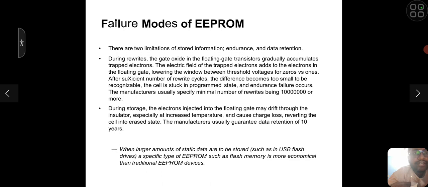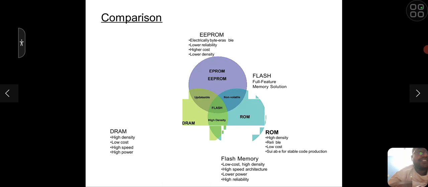During storage, the electrons injected into the floating gate may drift through the insulator, especially at increased temperature, and cause charge loss, reverting the cell into an erased state. Manufacturers usually guarantee data retention of 10 years.